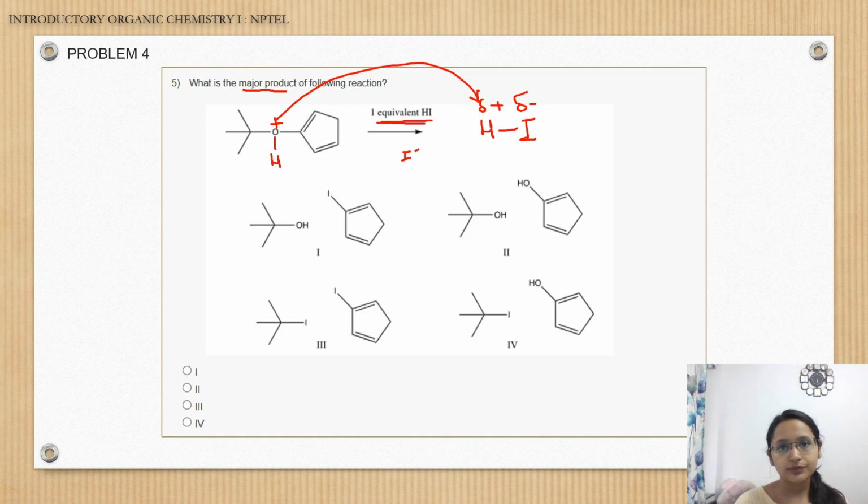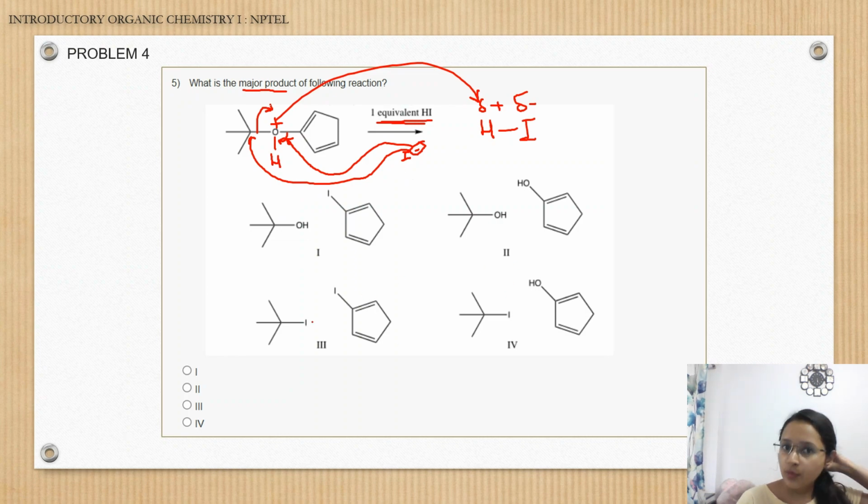Now, if I minus has to attack, it has two possibilities. Either it would attack here and this bond cleaves, or it would attack on this carbon and this bond cleaves. Right. So based on these two possibilities, you have these four options. So now, can anyone tell me what will be the correct option? Which pathway will this iodide prefer, one or two?